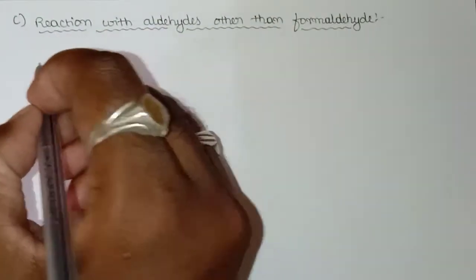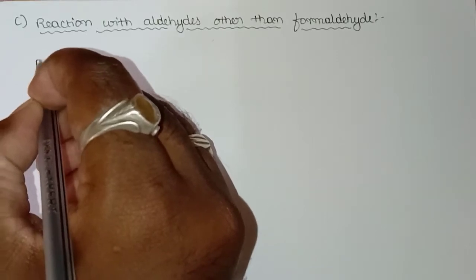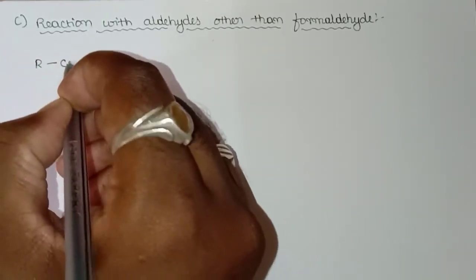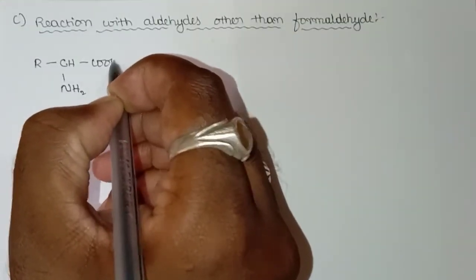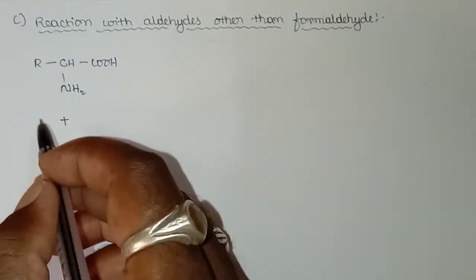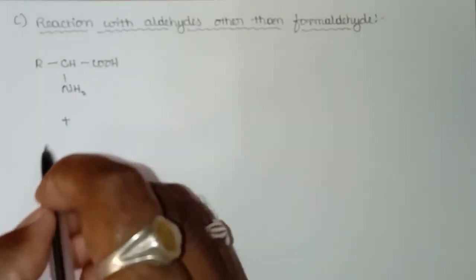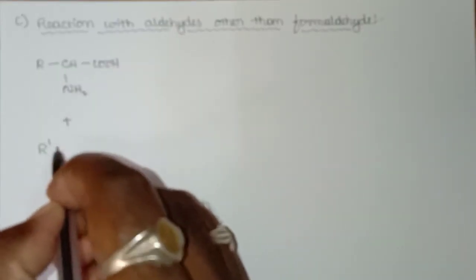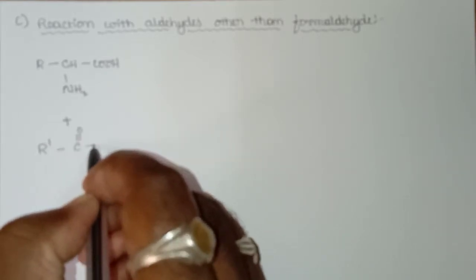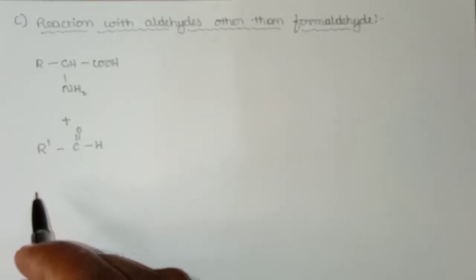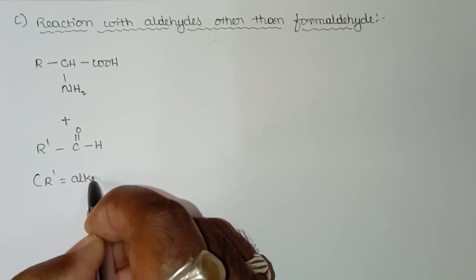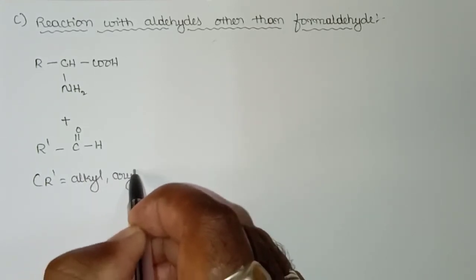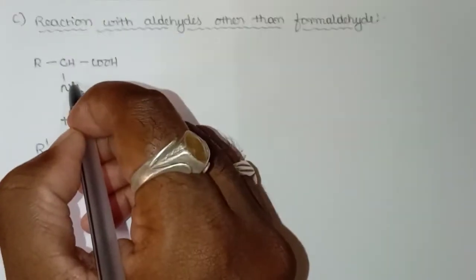So if you consider the simplest amino acid with the general molecular formula R, CH, NH2 and COOH, the simplest general molecular formula for an amino acid, now we shall react this amino acid with an aldehyde other than formaldehyde. So R dash C double bond O H. This will be an aldehyde other than formaldehyde, right? So here R dash can be either an alkyl group or an aryl group. Okay, so the same thing will happen.